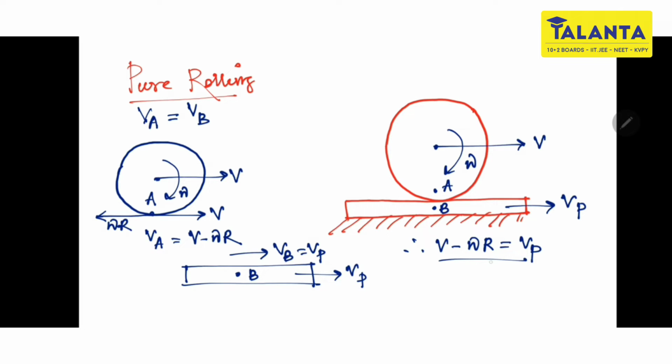What if the sphere was rolling on a fixed surface? In such a case, Vp equals 0. That means v equals omega r. V equals omega r is not the condition for pure rolling in all cases. It is the condition for pure rolling only if the surface is fixed.